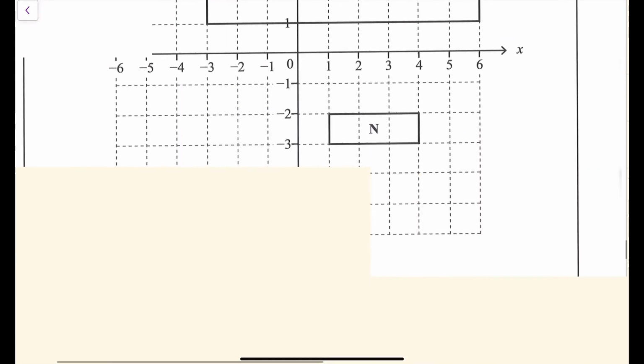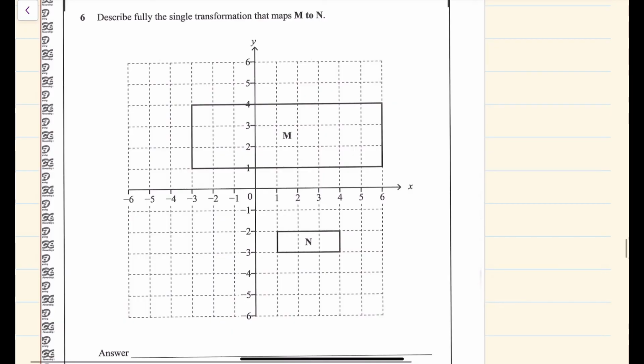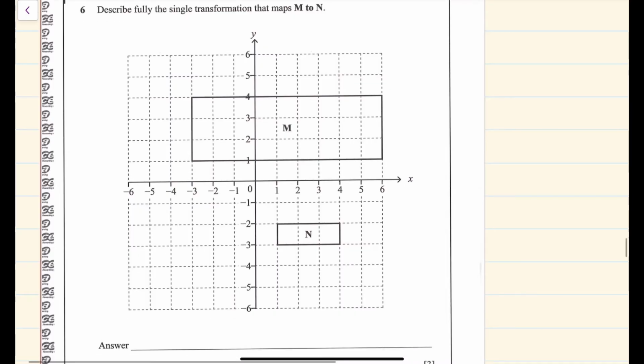Okay, right, I have no ruler for this one. It says, describe fully the single transformation that maps M to N. Clearly it's not a rotation, it's not a reflection or translation, it's an enlargement. Remember, we're going from the big one to the small. It's still called an enlargement. And the scale factor, we can work the scale factor out.